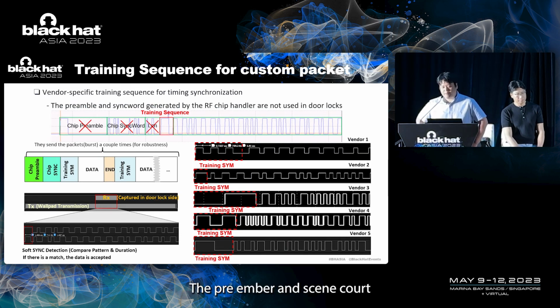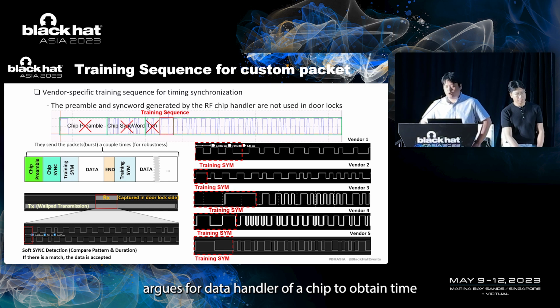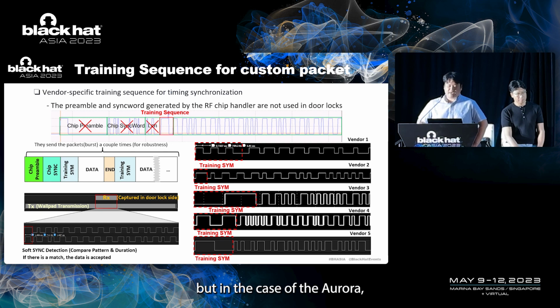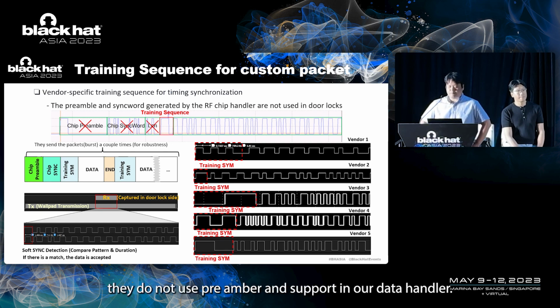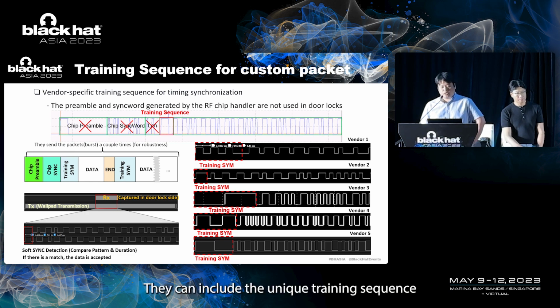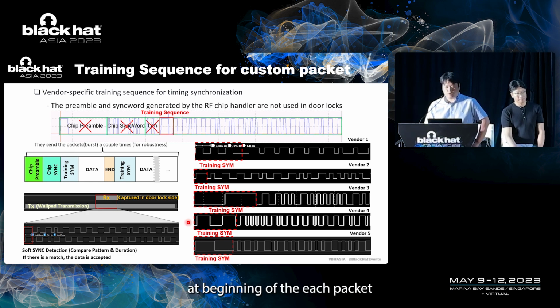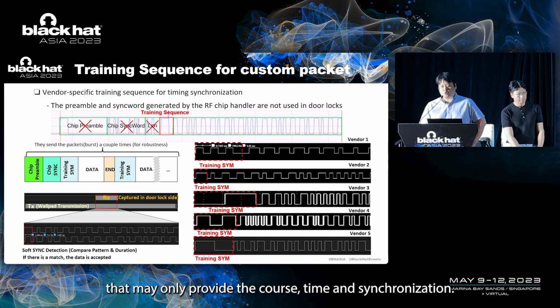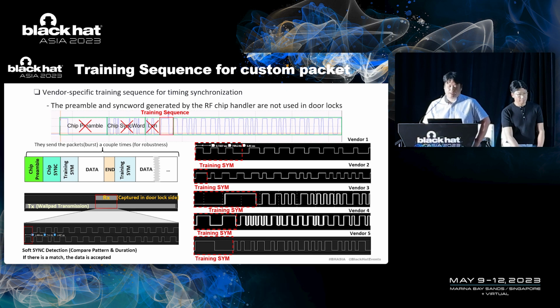Generally, in packet mode, the preamble and sync word are used by the data handler of the chip to obtain timing synchronization between the RX and TX. But in the case of the doorlock, they do not use a preamble and sync word in the RF chip data handler. They could add a unique training sequence at the beginning of each packet to signal the start of the packet to the receiver. This can be seen as a type of training sequence for STO that may only provide coarse timing synchronization. Therefore, obtaining the correct pattern and timing of the training symbol is crucial.